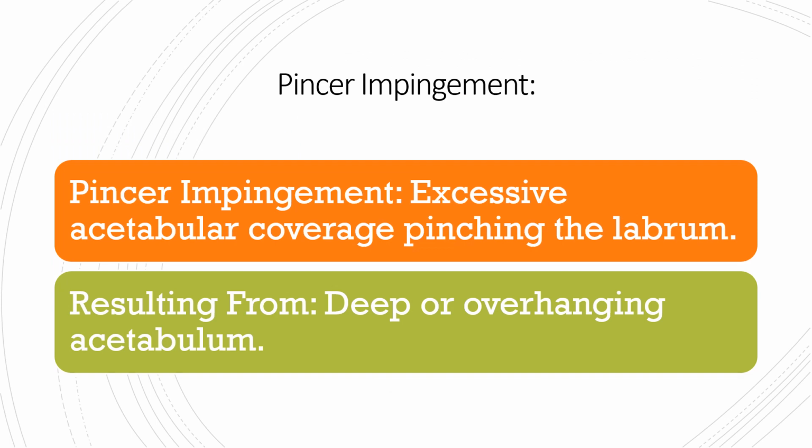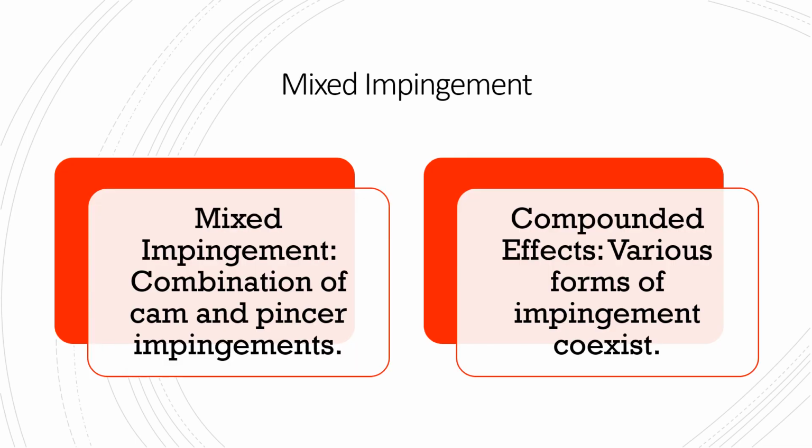Pincer impingement arises when there's excess coverage of the acetabulum. This can cause the labrum, the ring of cartilage in the joint, to be pinched between the femoral head and the acetabulum. This can result from a deep or overhanging acetabulum. And then we have mixed impingement, which involves a combination of both CAM and pincer impingement and compounds their effects.